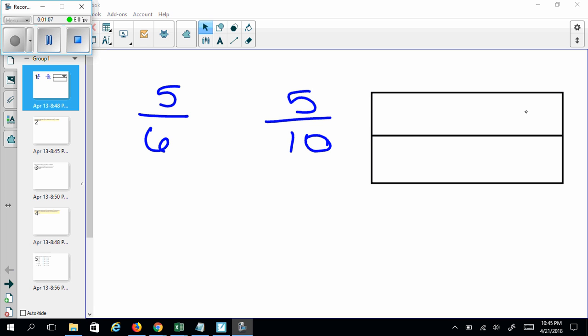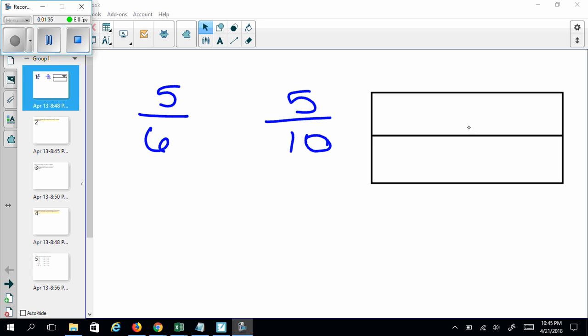So here I drew two rectangles, okay? Because one of the other ways that you can do this is to actually draw it out to see. Now, here's the thing about drawing out fractions to compare. You have to make sure that your wholes are the same. You also have to make sure that your lines are relatively equal, giving equal pieces, okay?